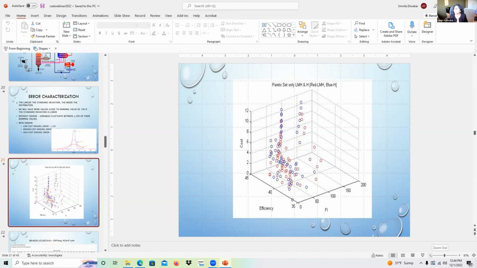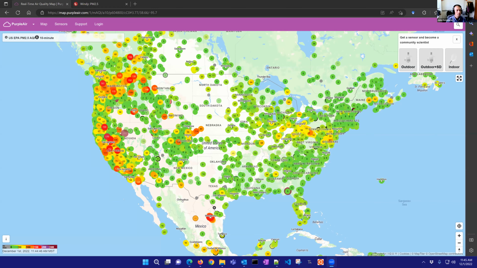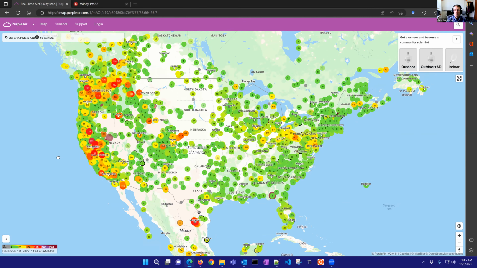Okay, fantastic. I've got one more question. I'd like to share my screen if I could, just to illustrate this question a little bit. Okay, so can you see the map here?